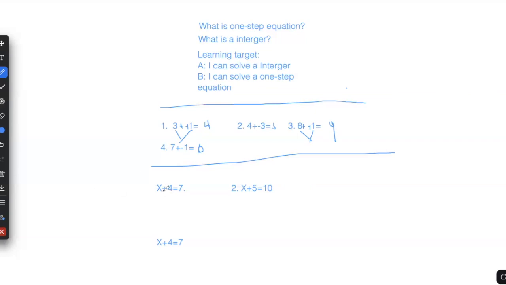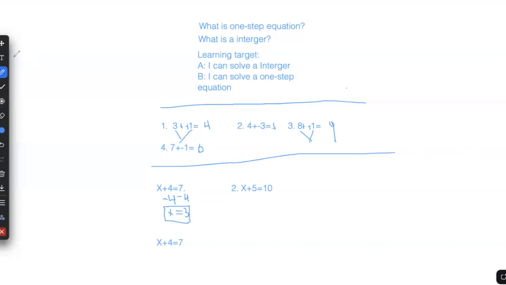So we have x plus 4 equal to 7. What we're going to have to do is subtract 4 on both sides. 7 minus 4 is 3. So x is equal to 3. Be sure to bubble in.